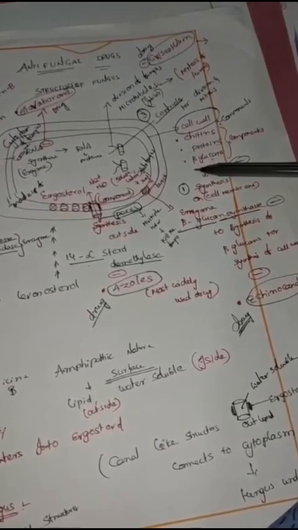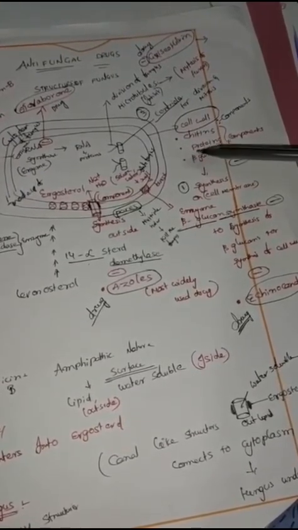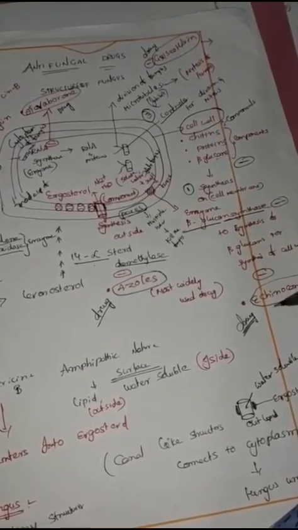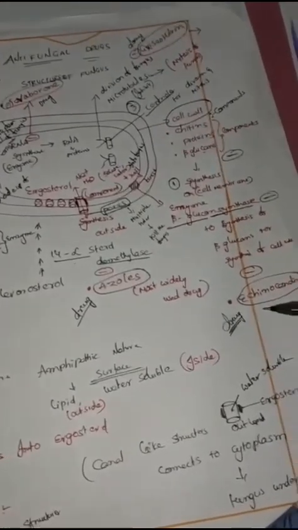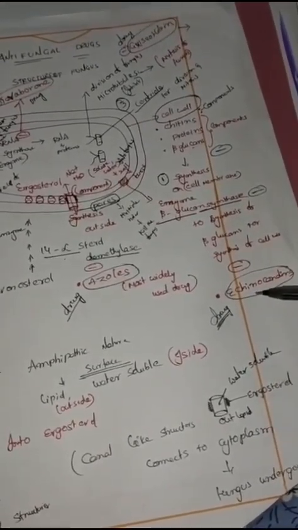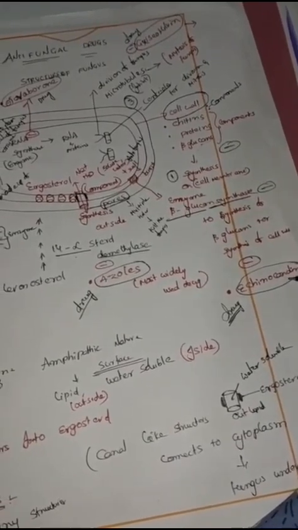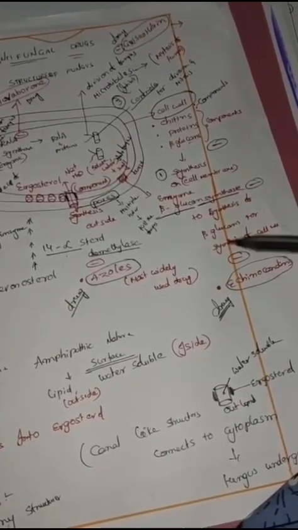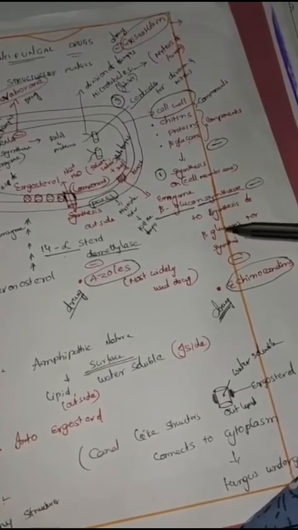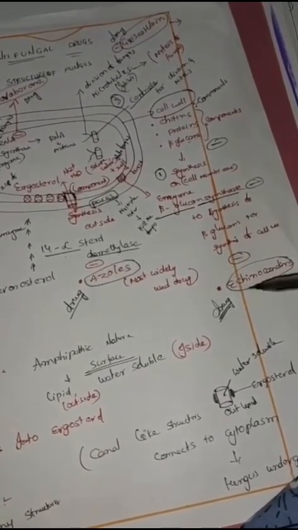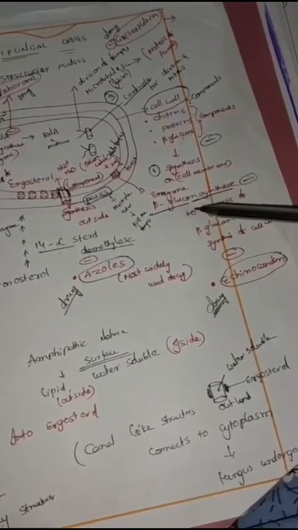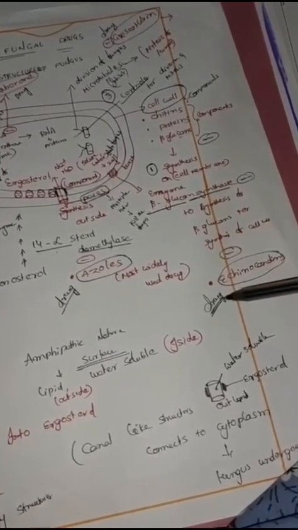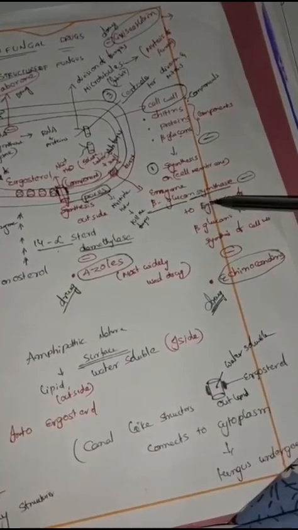For that we need to administer the drug of choice, which is called echinocandins. Echinocandins help inhibit the synthesis of beta glucan, that is, the inhibition of beta glucan synthase. The drug is inhibiting the beta glucan synthase enzyme.